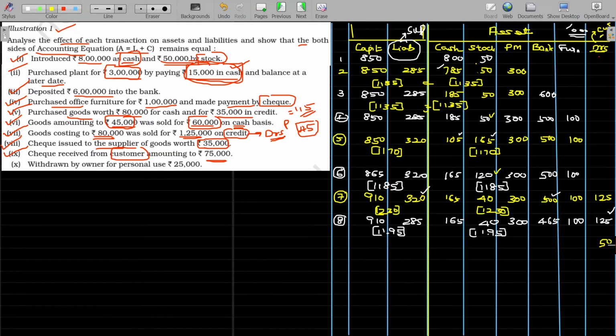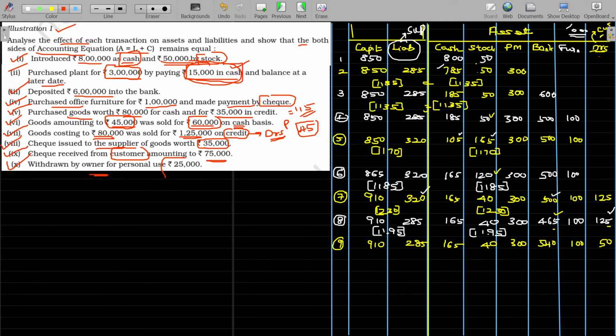And the check will automatically have an impact on the bank balance. Already we have a bank balance of 465, which is now increased by that 75. So the value being 540. 75 is subtracted from the debtors and added to the bank. Leaving this, the other accounts remain the same. You don't disturb the other accounts, you just copy them down. 910, 285, 165, 40, and 300. Here 100. Ninth one done. We'll now move on to the 10th one.